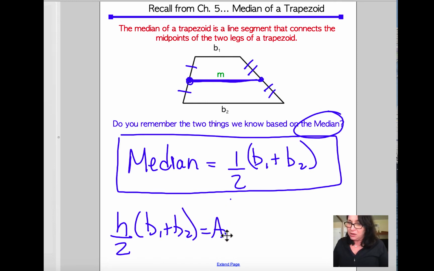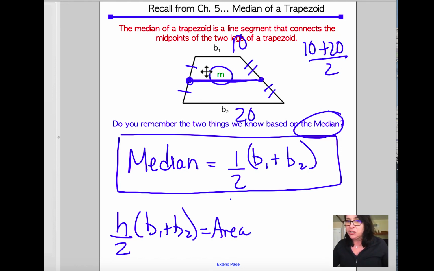This is area here, and that's the median, or that mid-segment that cuts each of the sides in half. So that's a length. So if I said that was 10 and that was 20, the median length, or M, would be 10 plus 20, which is 30, divided by 2. So my median length would be 15.